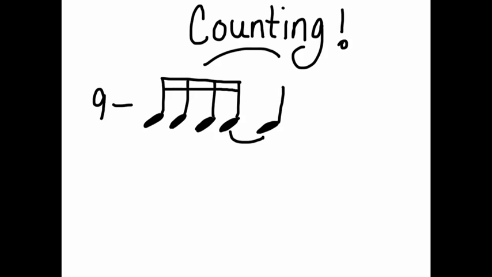Let's count a 9-stroke roll first. 1 E and a 2 is the correct way to count a 9-stroke roll. 1 E and a 2. How about a 13-stroke roll? 1 E and a 2 E and. Together, 1 E and a 2 E and. Makes that E much better. 1 E and a 2 E and is how you count a 13-stroke roll.